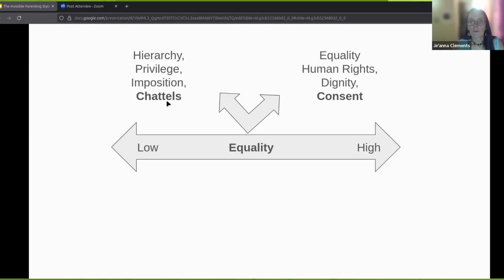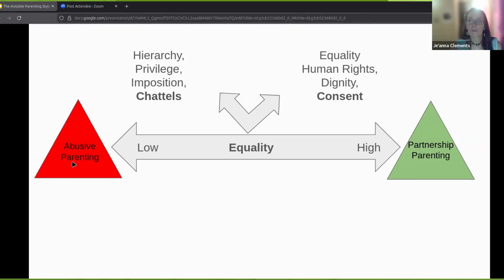And on this end, as we start centering human rights and dignity, that can already to some extent happen in the middle. But when we really start looking at consent, then we're really treating people as equals. And that's where we get this partnership parenting as a kind of extreme up this end of equality, right? And down this end, it's actually abusive parenting that we're going to find.